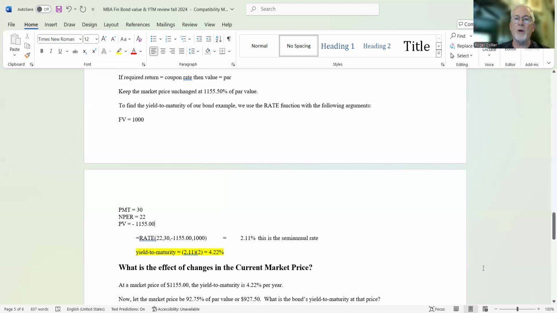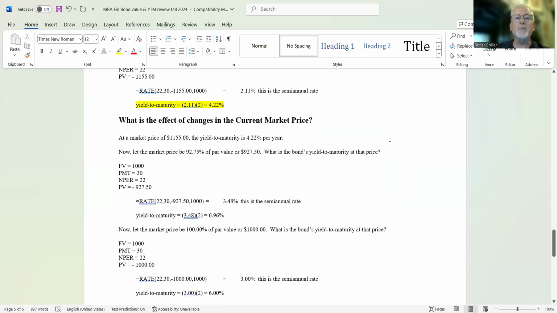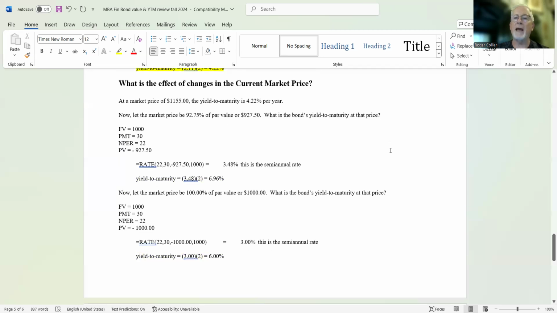Okay, now up to this point, I haven't changed the price, so we haven't changed the yield to maturity. Let's see what happens when that market price changes. Well, what happens is the higher market price means a lower yield to maturity, and a lower market price means a higher yield to maturity. Now, remember when we started, we had our market price at $11.55, a premium, and our yield to maturity was 4.22%.